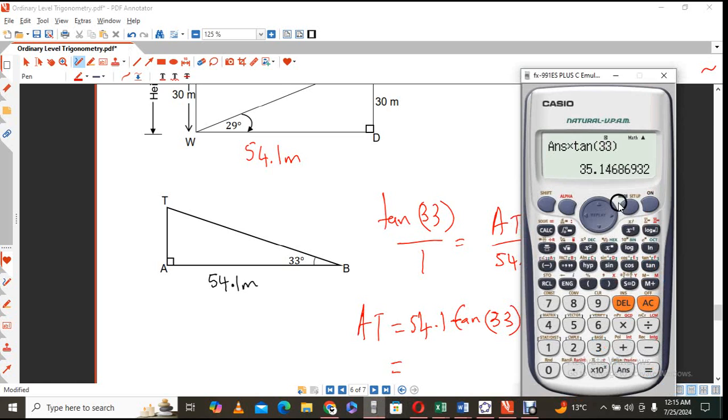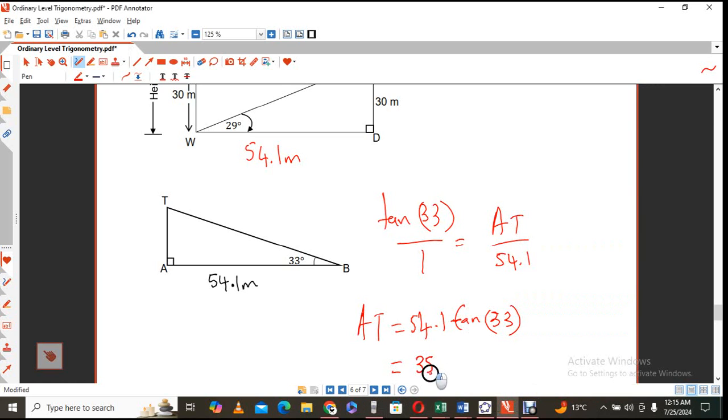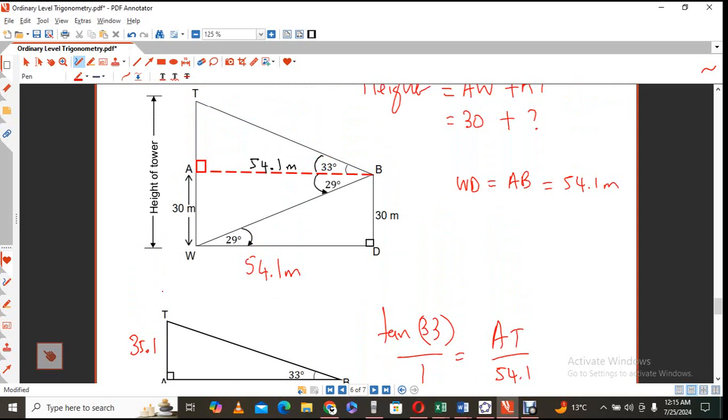I have the 54.1. I'm simply going to multiply that by the tangent of 33. Well, it gives me 35.146, so it's 35.146 meters. So now I know what this little distance is here. That is 35, let's say, 35.1. So I'm just going to go ahead and fill it in everywhere in my diagrams, 35.1.